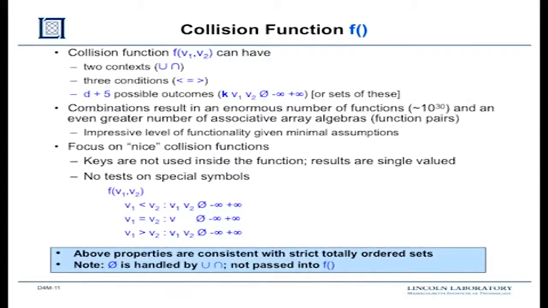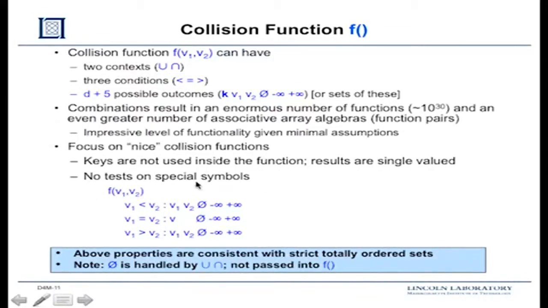But we are going to focus here on just the nice collision functions, the ones that feel like they give us intuitively useful things. So we are not going to use keys as outputs to our function here. We will in some contexts, but for this, we're going to say the results are always single valued. We're not going to expand our values to be sets of values. In certain contexts we will do that, but mathematically let's restrict ourselves for now.